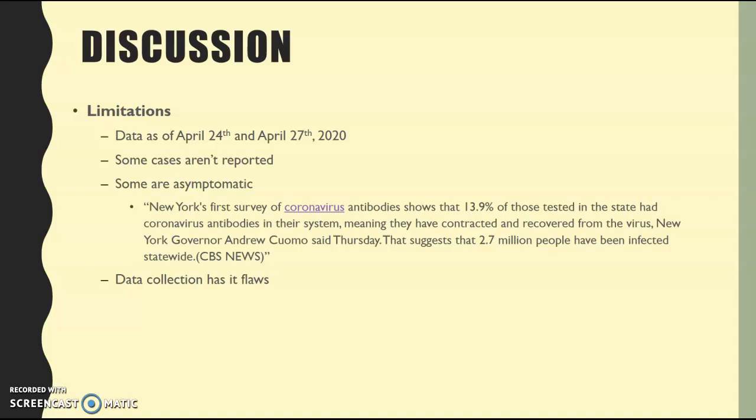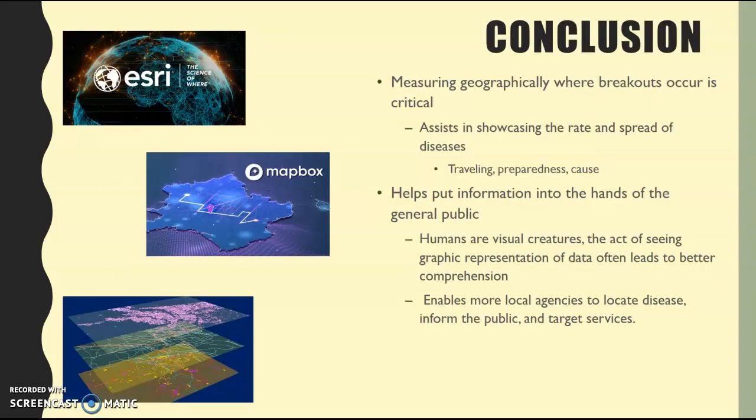It's hard to track things such as social distancing with privacy laws and things like that. And it's how much people are giving data to healthcare facilities and how much data healthcare facilities are giving to the public. But overall, to conclude, the ability to track viruses geographically is something that is groundbreaking and is super critical.